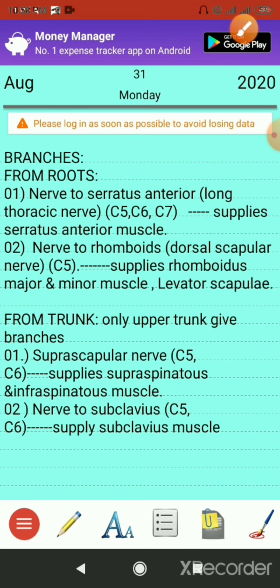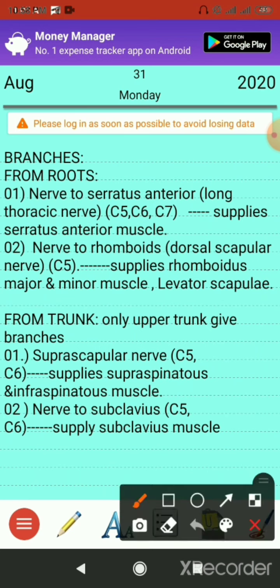Then from the trunk there are two branches, suprascapular and nerve to the subclavius. Suprascapular root value is C5, C6 and supplies the supraspinatus and infraspinatus muscles, and the nerve to the subclavius supplies the subclavius muscle.